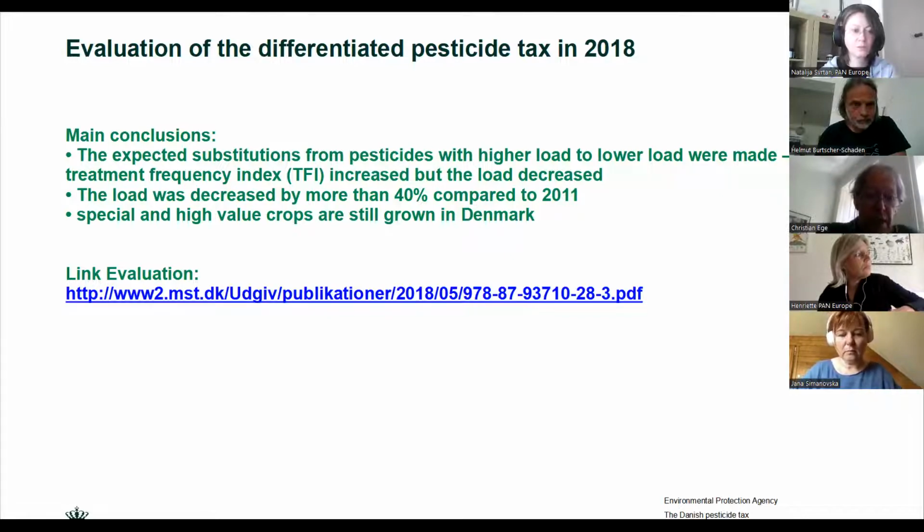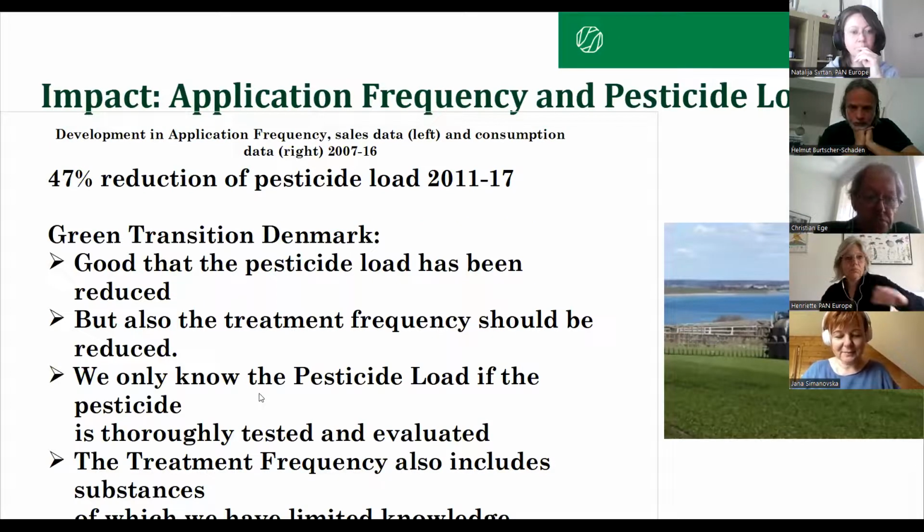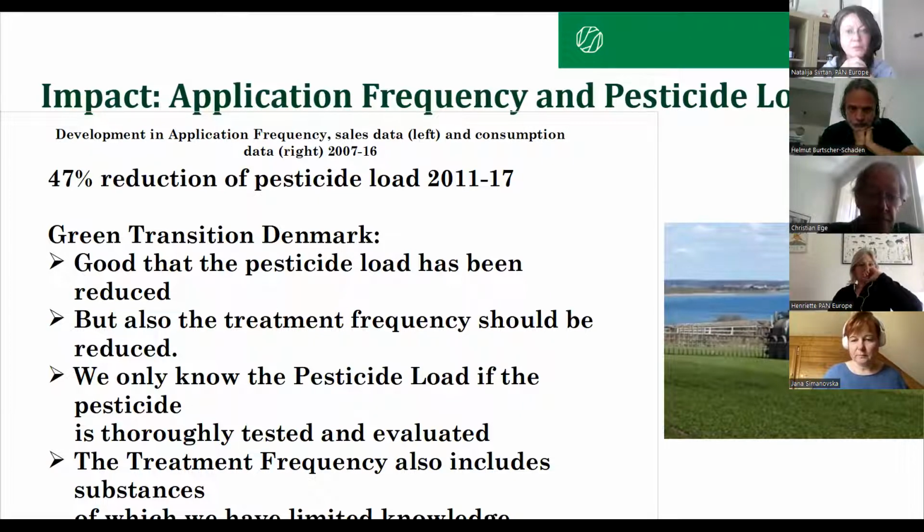Also, some special and high-value crops could still be grown in Denmark, in spite of this reduction of pesticide use. Next slide, please. Afterwards, it was measured in 2017 that there had been a reduction of 47%, a little more reduction compared to 2011.